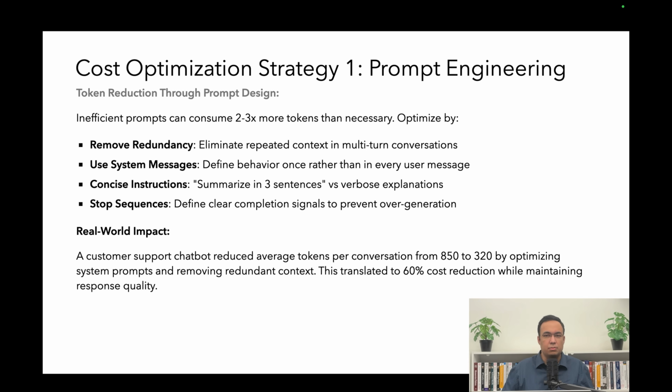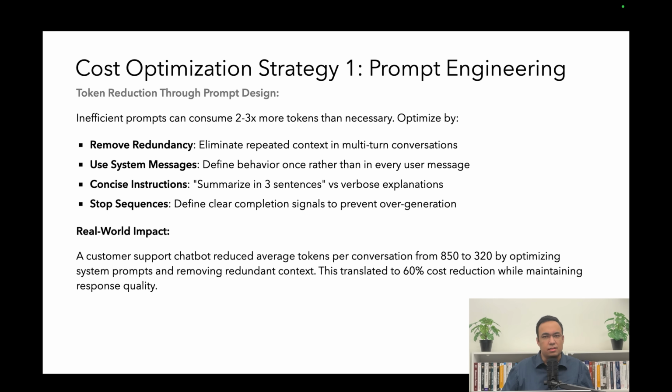The first one is removing redundancy. In multi-turn conversations, you should eliminate repeated context. Don't send the entire conversation history if the older messages are irrelevant to your most recent message. Summarize the older context or drop it entirely. The second is using system messages. You should define the system's behavior once in the system message rather than repeating the instructions in every user message. The system message is processed once and influences all responses without being repeated.